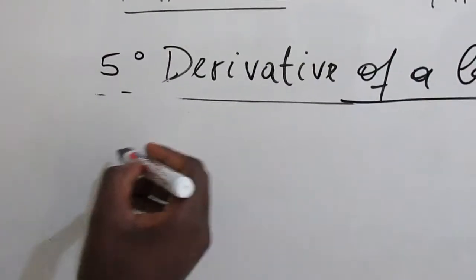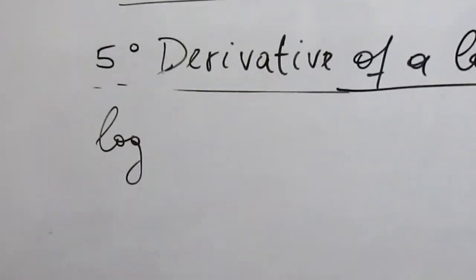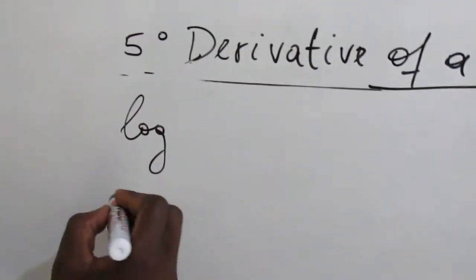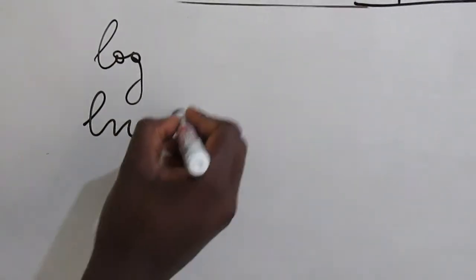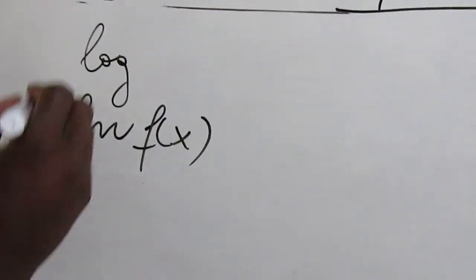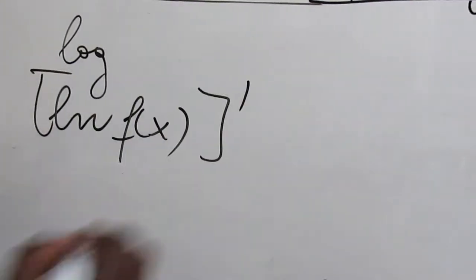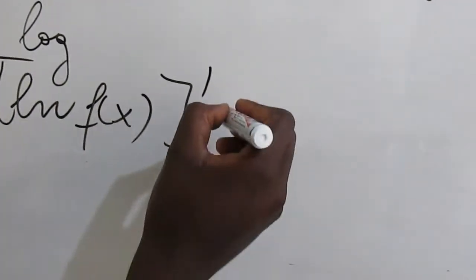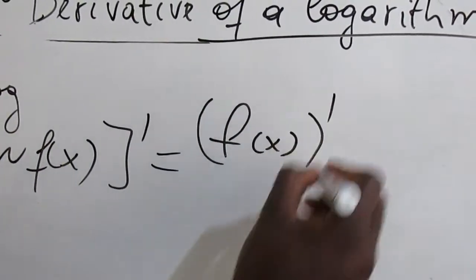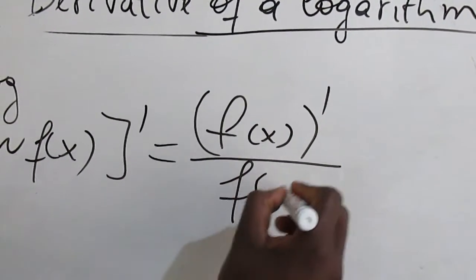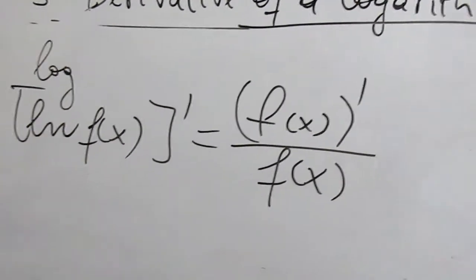Apart from the log that you just saw, there is also what we call ln. So when you are given ln of a function, and they want you to differentiate this, it's going to give you f of x derived over f of x, and you're done.